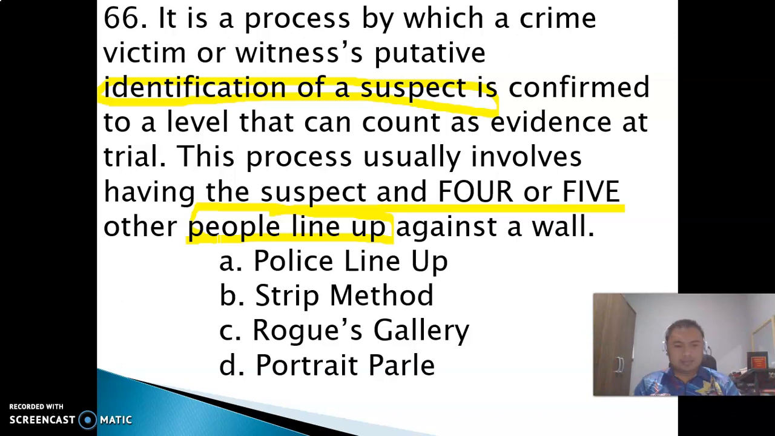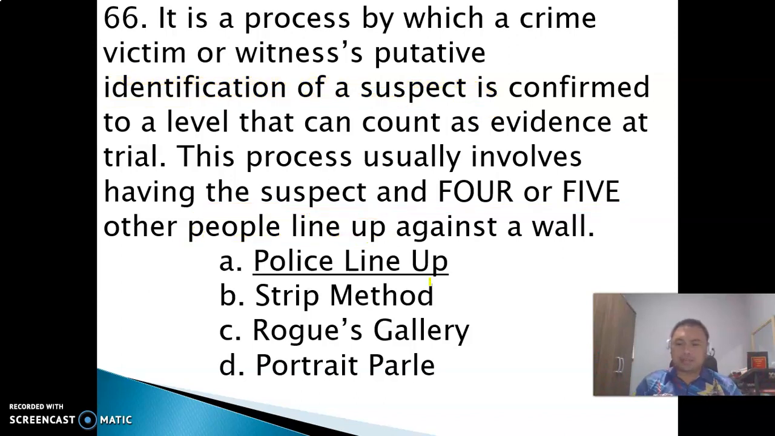Is it police lineup? Is it strip method? Is it rogues gallery or portrait parle? So, given na yun, no? We are given na that's police lineup. What's being described here is police lineup.